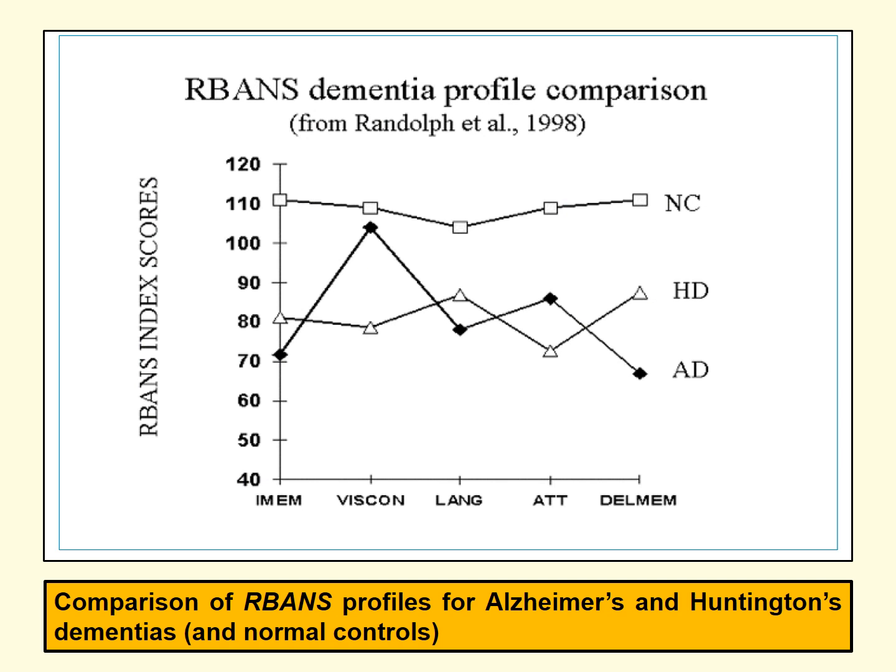Here's another profile graph, and you can see here a comparison of Alzheimer's and Huntington's dementia and also normal controls. So you can see normal control in the white boxes or white squares. Their overall functioning is right around average, a little bit above average actually, because they're 110. And if we look at our 2 dementia cases, they're below average overall.